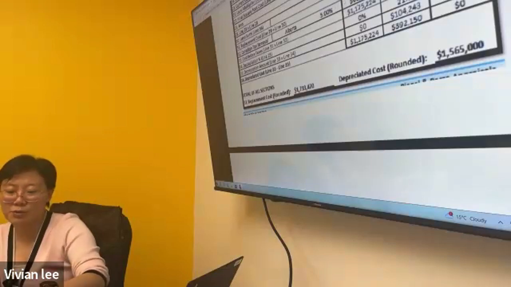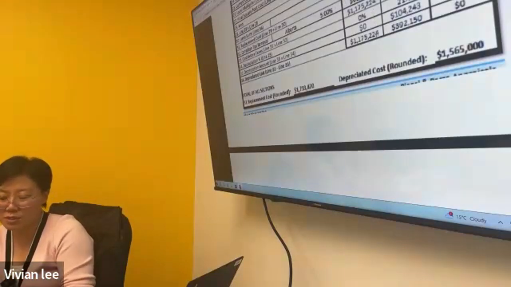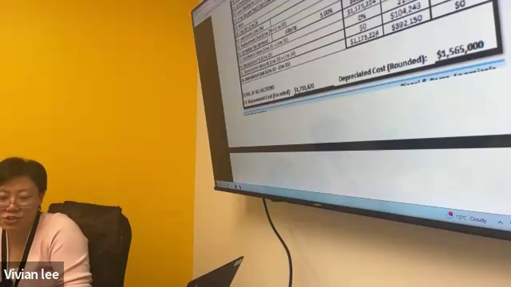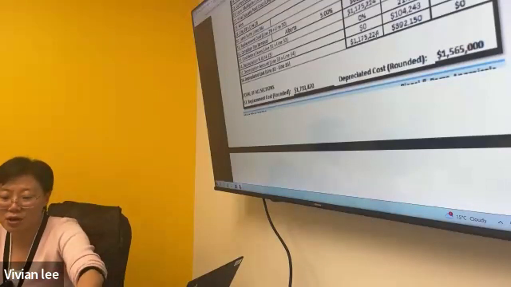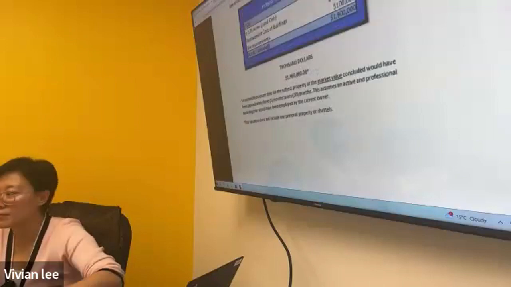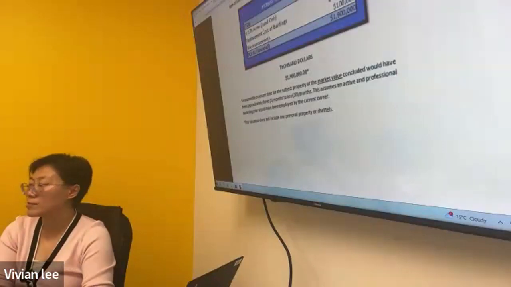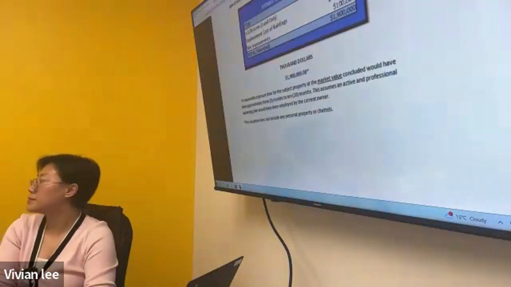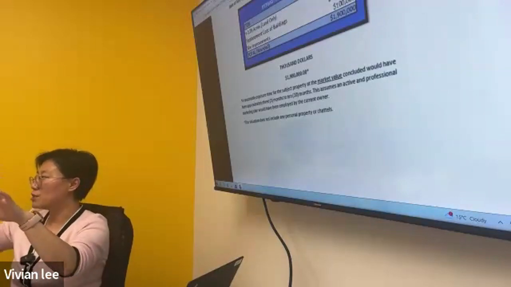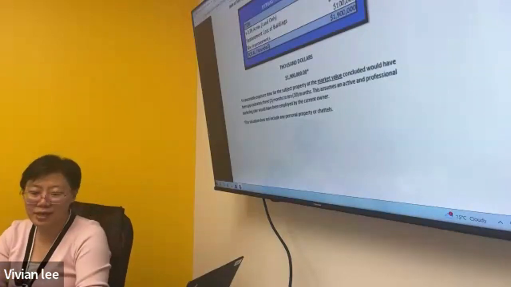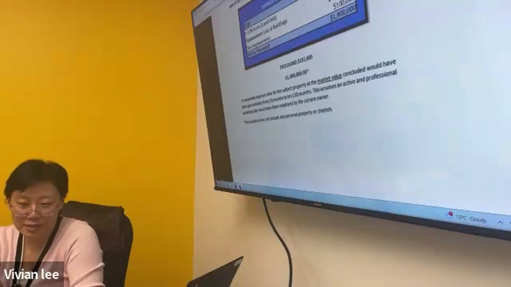I'm not an expert. They will do those adjustments, but it's up to them. Maybe it's GST, I don't know. But 1.565 is the depreciated cost. So the replacement cost is the actual cost minus depreciation, and then you add the land. I have the formula there, you can use that as a rule of thumb.